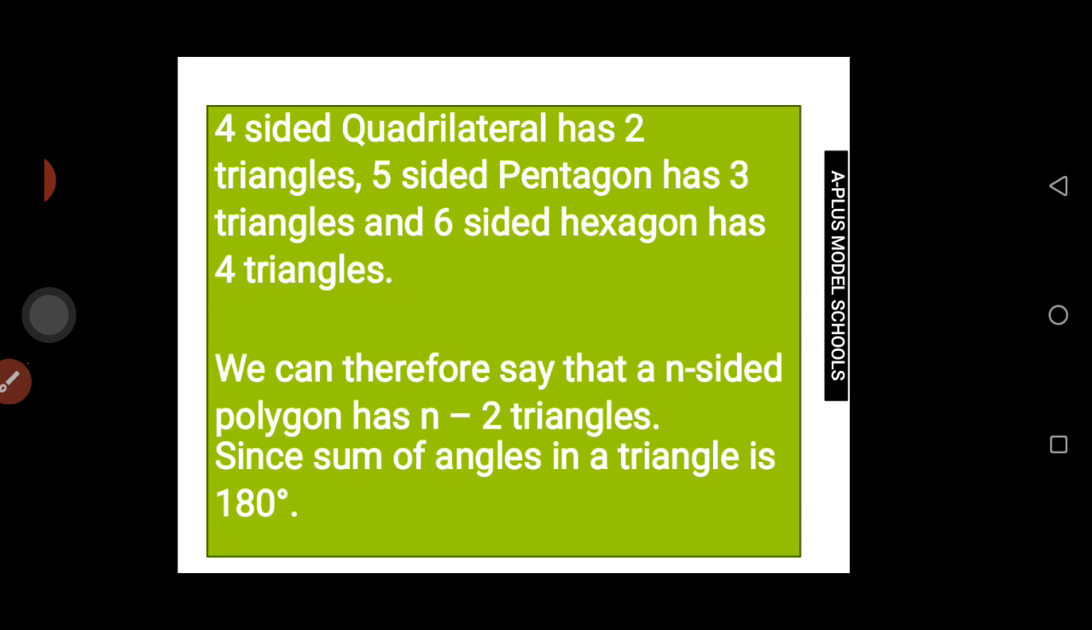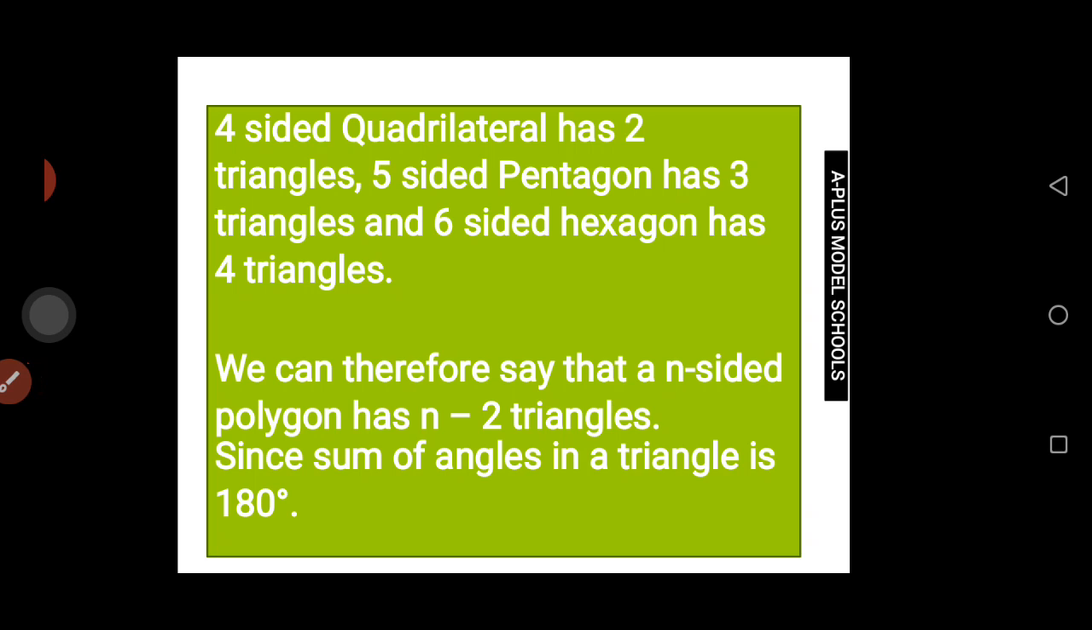So we can therefore say that an n-sided polygon has n minus 2 triangles, where n is the number of sides the polygon has. So when you subtract 2 from the number of sides of the polygon, you get the number of triangles that the polygon has.